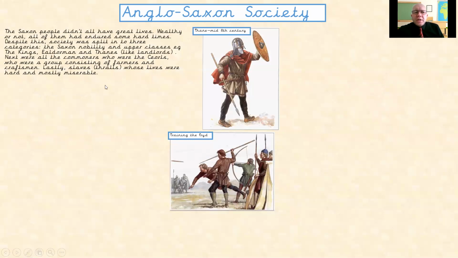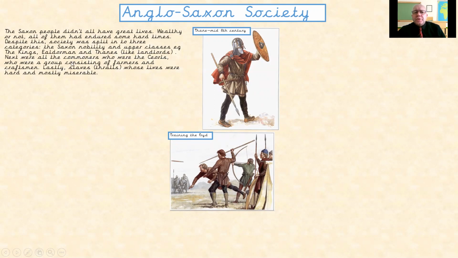Okay, so all this paragraph is telling us is that Anglo-Saxon society was split up into 3 levels. You had the upper class, the middle class, and the bottom of the pile. So at the top, the most important people, the nobility, the upper classes, these were the kings, obviously, the Eldermen, and the thanes. And the thanes were like the landlords, so they ruled over areas of land. So they were up at the top.